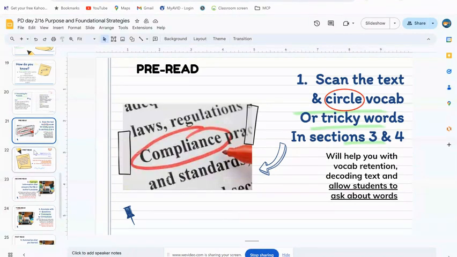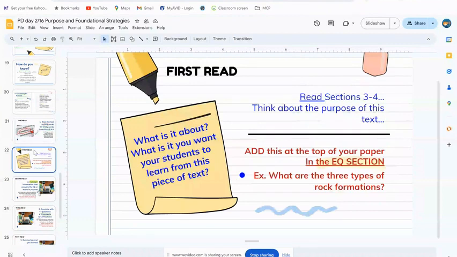Now, the actual first read is where you're thinking about the purpose of the text. So what is this text about? What is it that you want your students to learn from this piece of text? If you're a student and your teacher has not given you the purpose or the essential question, you're going to read the sections and then you're going to say, what is it my teacher wanted me to learn? The first couple times you're doing this practice, I would give the students the essential question or the purpose.